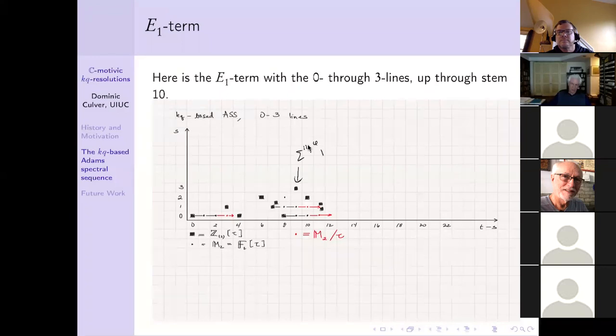6 of HZ1 tensor itself 3 times. Okay, so this is what the E1 term of the keq-based atom spectral sequence looks like in the range up through 10. So there's no contributions from the higher lines in this range.